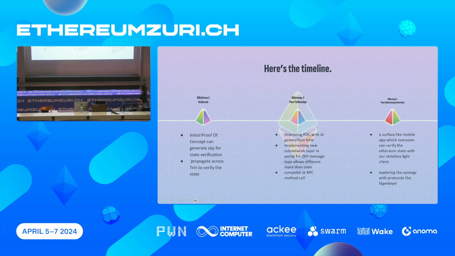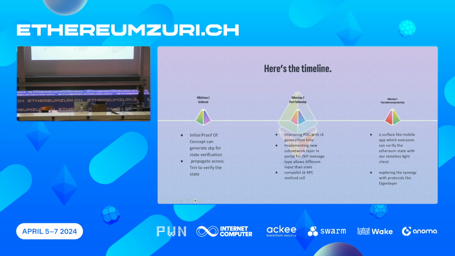So this is the timeline for our work so far. We initially made a proof of concept, and it just generates the ZK proof of the block header and propagates it across Trin. At the moment, Trin has about 50 peer-to-peer clients joining the network, but obviously the more clients joining this protocol design, the better for the ecosystem, of course.